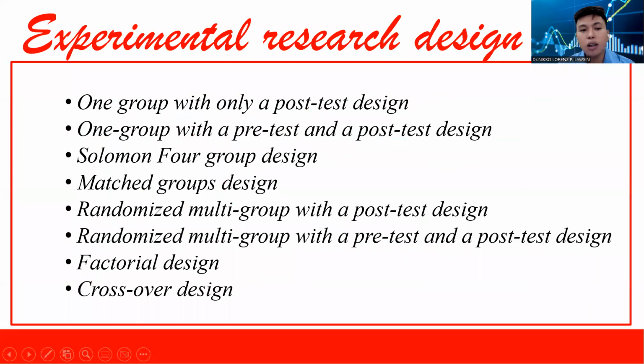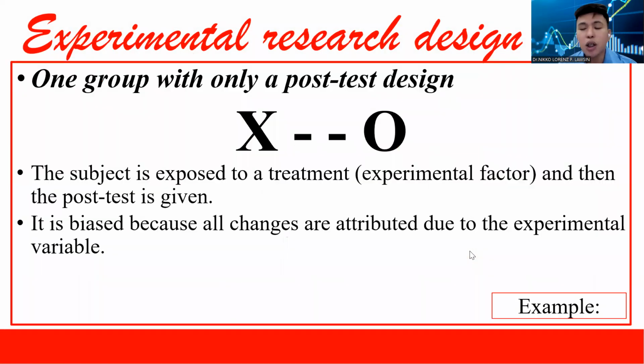Okay, under experimental research design, specifically if you are conducting scientific research, these are the following experimental research designs. 2, 4, 6, 8. There are 8 research designs under experimental research design. We'll discuss them one by one. Let's start first with one group with only post-test design.